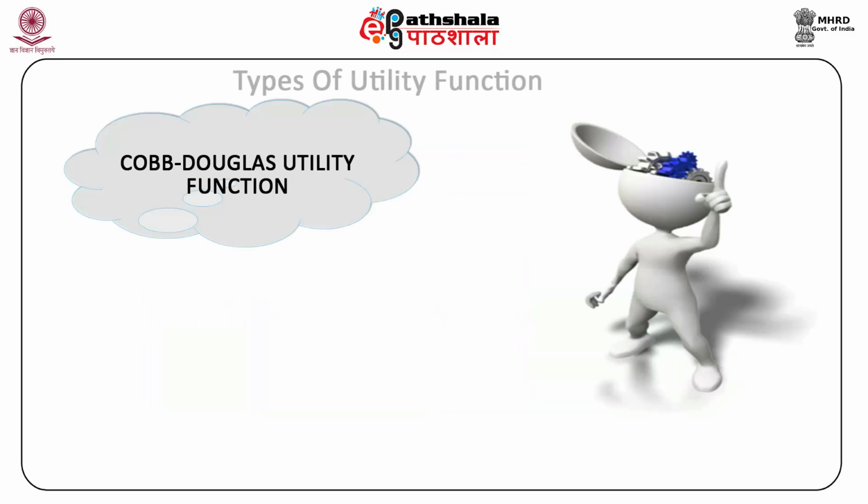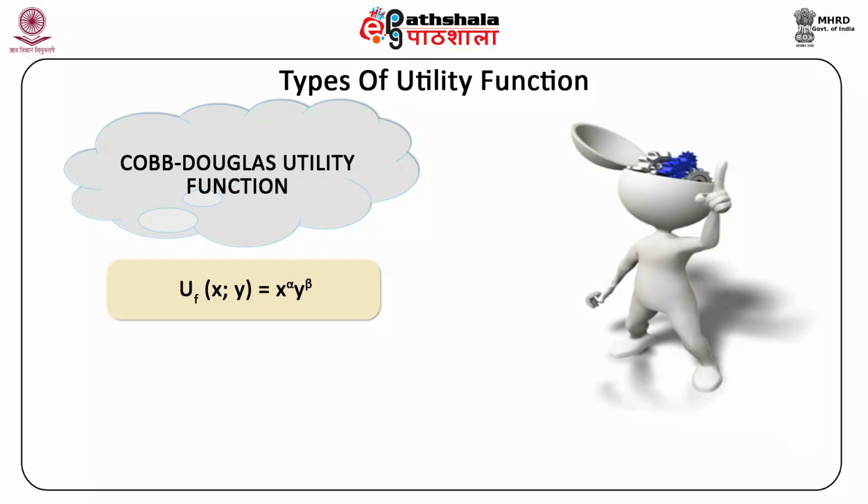First is the Cobb-Douglas utility function. This function we write as UF given x and y is equal to x raised to power alpha into y raised to power beta, where alpha is greater than 0 and beta is greater than 0, and describe the preferences of the consumer.